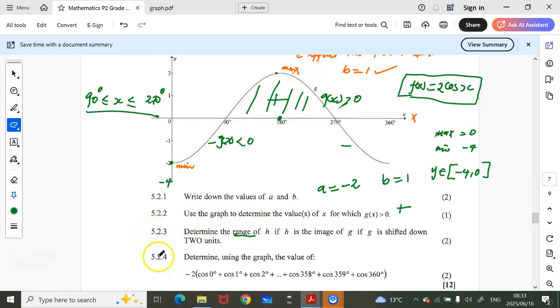The last one, 5.2.4, determine using the graph the value of... So you check what is cos 0, where cos is 0, what is the value for x, for y, I mean.